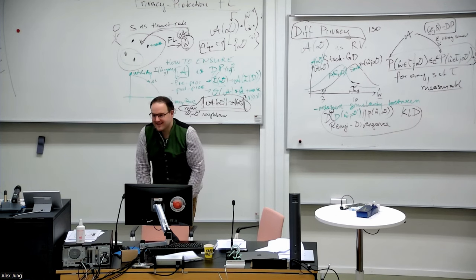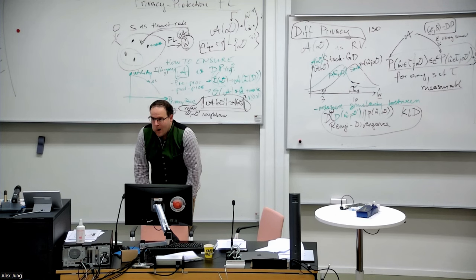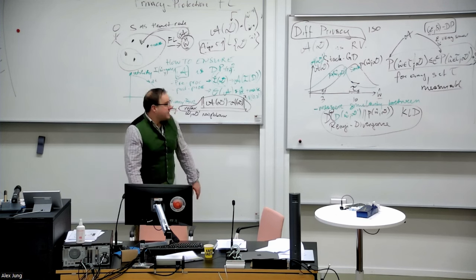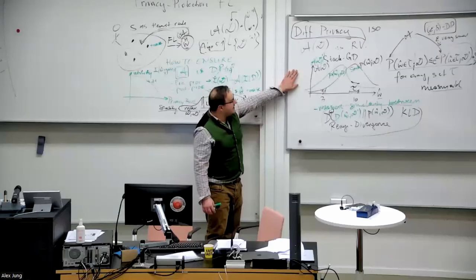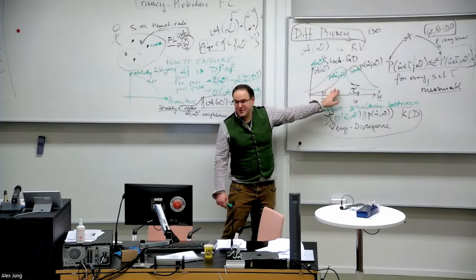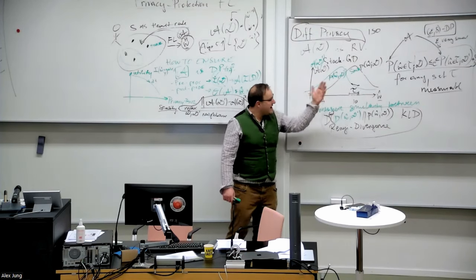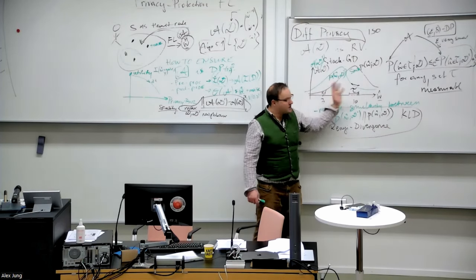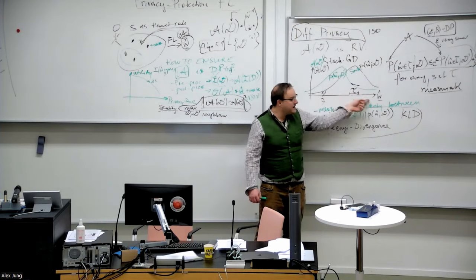Yes? Could you also use, instead of stochastic noise, deterministic chaos or something to mask this? Yeah, so differential privacy guarantees are by nature stochastic. So you need to somehow smear out the distribution over continuous values.